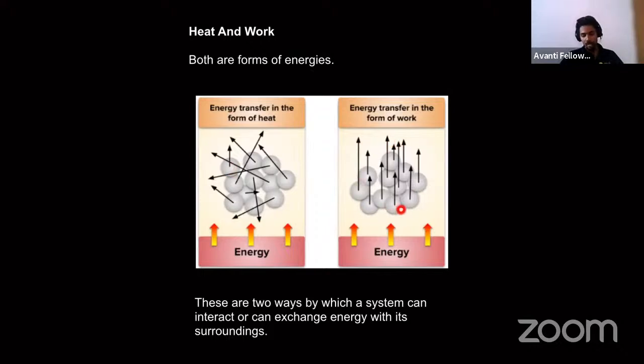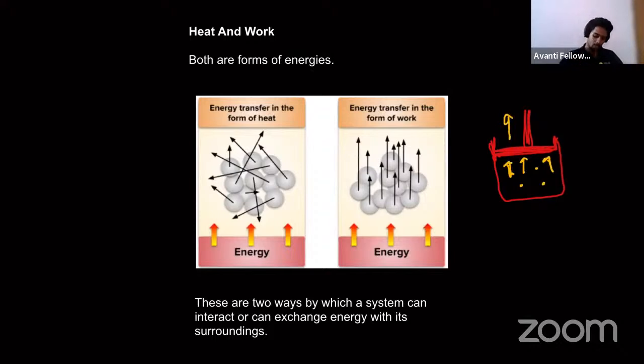Now let's say they are all moving in a particular direction. Then what happens? Let's say you have a walled container and a piston is fixed over it. Now whatever the gas molecules are there, let's say all are colliding upward. What happens? They will be pushing the piston upward. Now, this pushing of the piston through some distance is nothing but work.